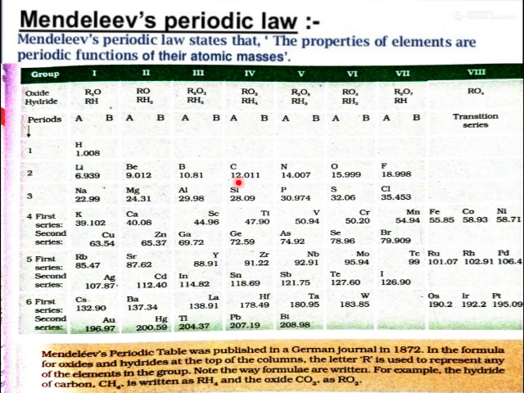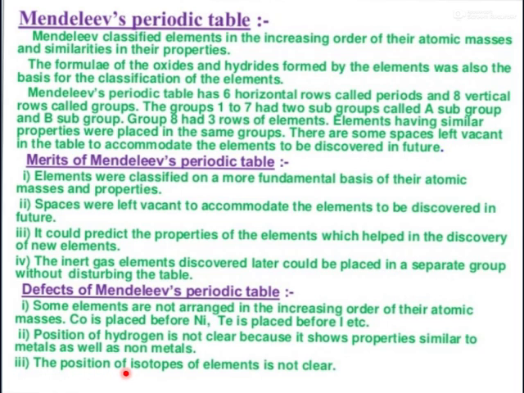Same with carbon. Carbon has atomic mass 12, but carbon with atomic mass 14 is also present in nature. If carbon is placed in this table on the basis of atomic mass, should we place it at both 12 and 14? No. One element cannot be placed at more than one place. If the table is arranged on the basis of atomic masses, how are isotopes justified? They were not justified. So that became a defect.